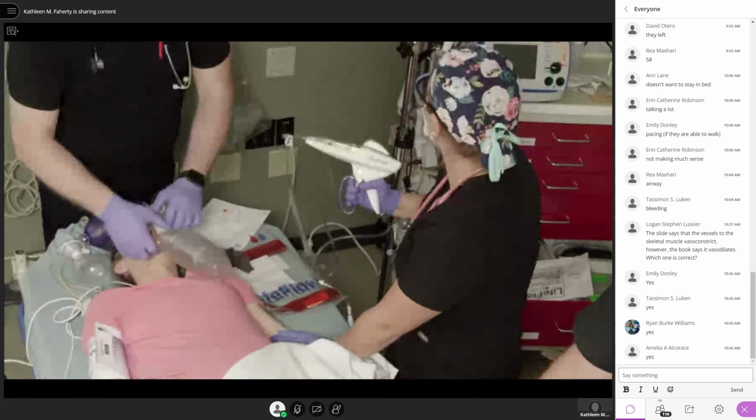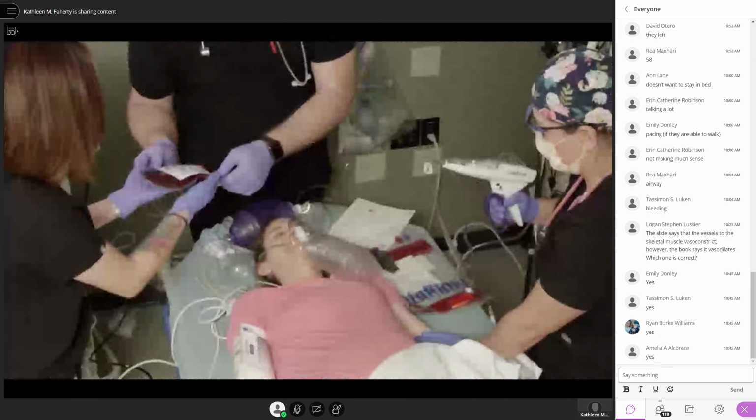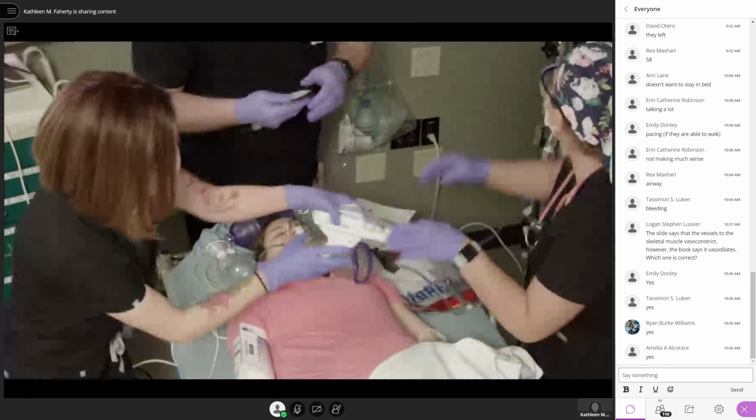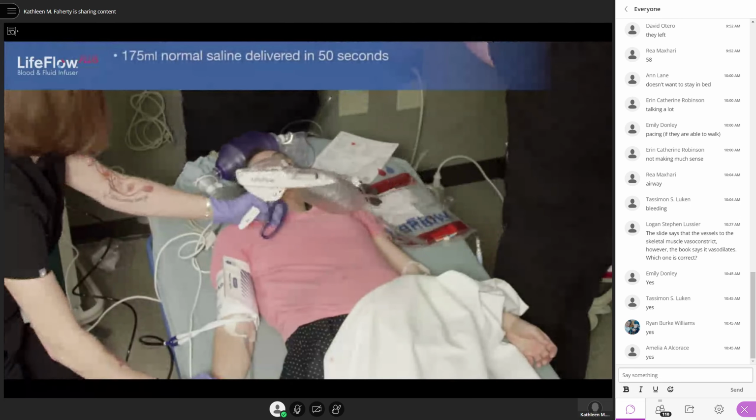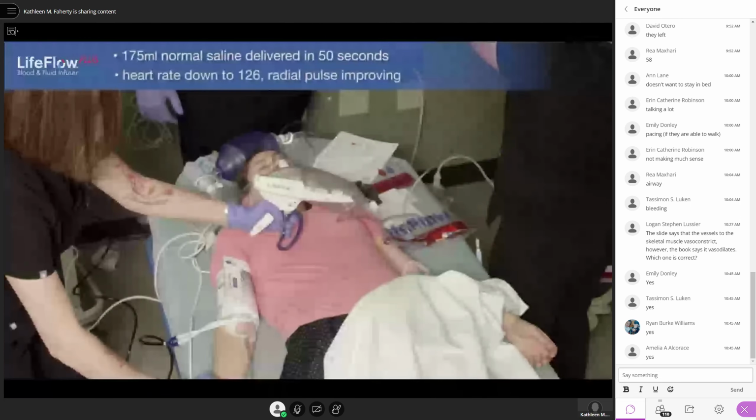I think we're going to get her in the right direction. We want to get her vital signs to a more normal state, okay? Pressure 67 over 30. Let's switch to whole blood, please, right away. Heart rate's down to 126. Little better radial pulse. Good. I think we're headed in the right direction. Greg, reassess breath sounds for me, please.